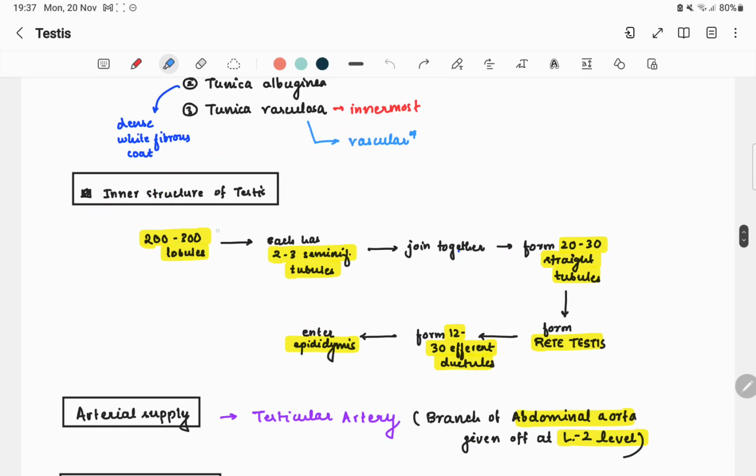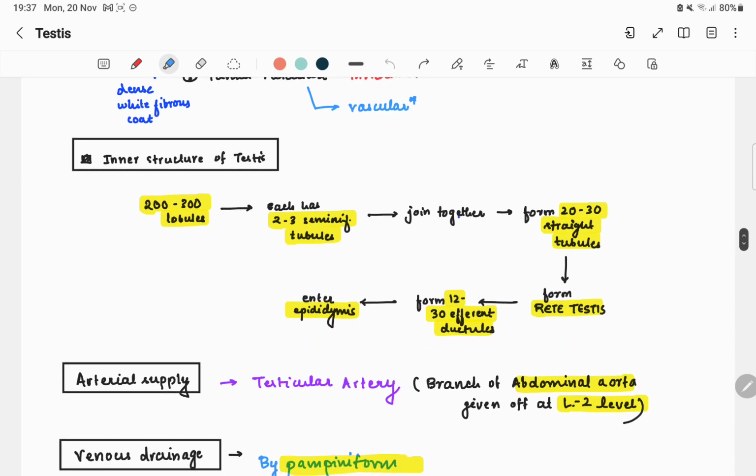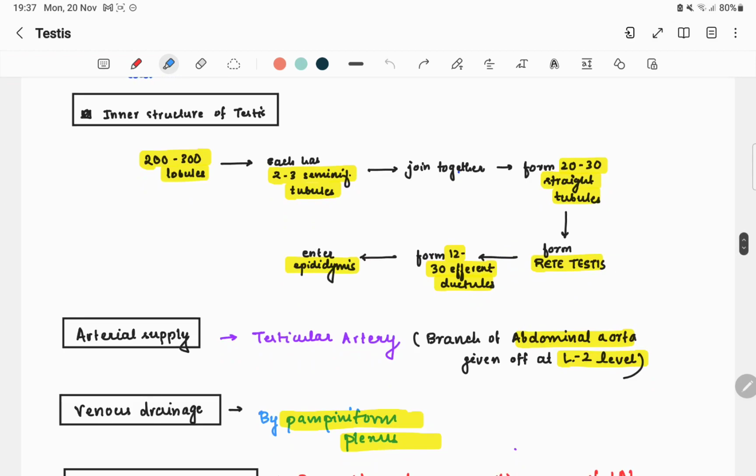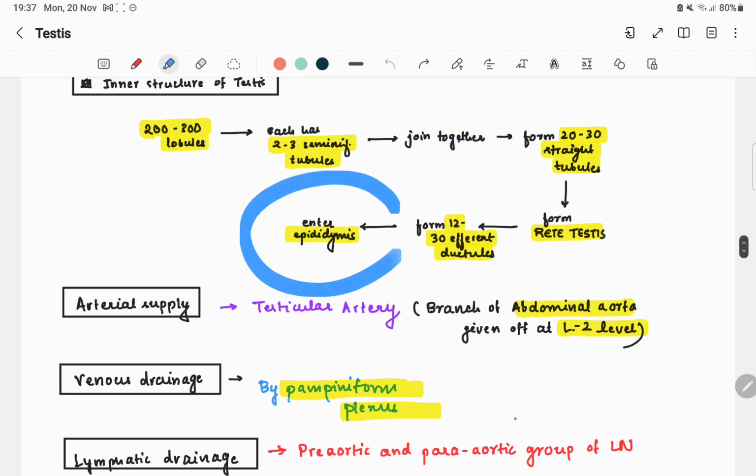Inner structure: we have 200 to 300 lobules, where each has 2 to 3 seminiferous tubules. These join and form 20 to 30 straight tubules. The straight tubules form your rete testis. This rete testis forms 12 to 30 efferent ductules which enter the epididymis.